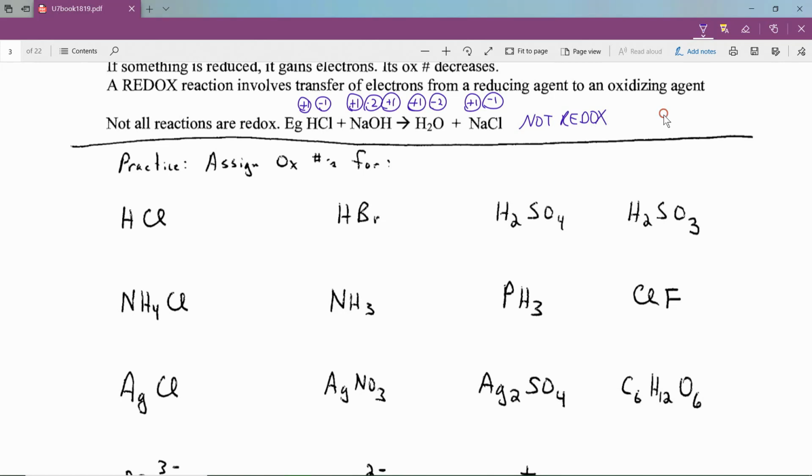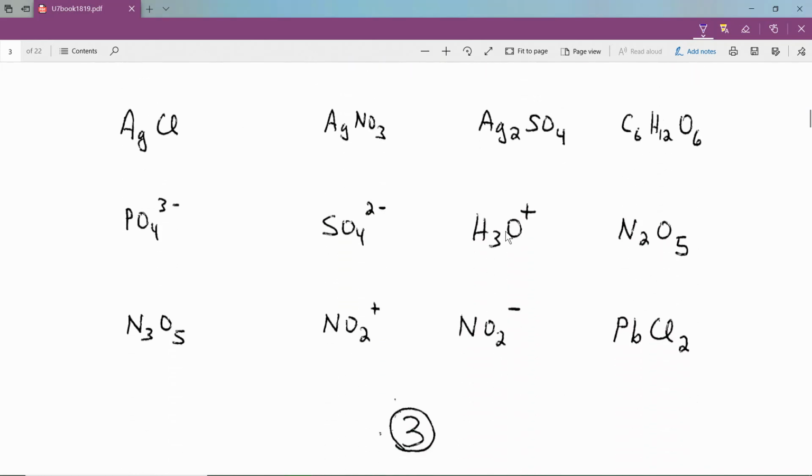You can have fractions, by the way, for oxidation numbers. Here's N3O4, just to show you. Oxygen would be -2, and nitrogen would be +8/3, right? It's a fictitious number. It still helps us to decide if it's oxidized or reduced. Fractions are allowed. Okay, practice oxidation numbers.